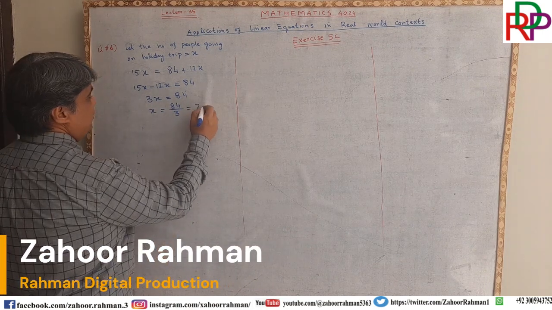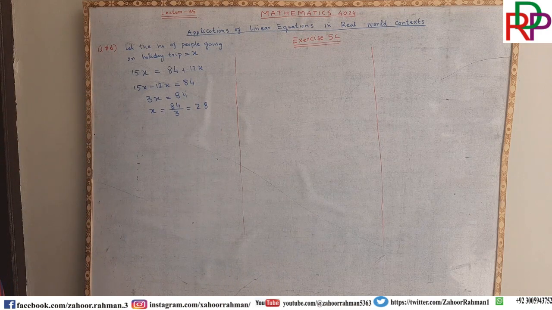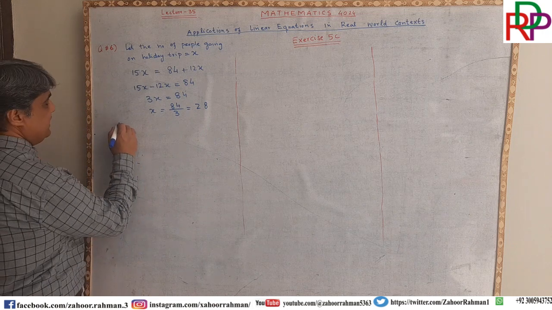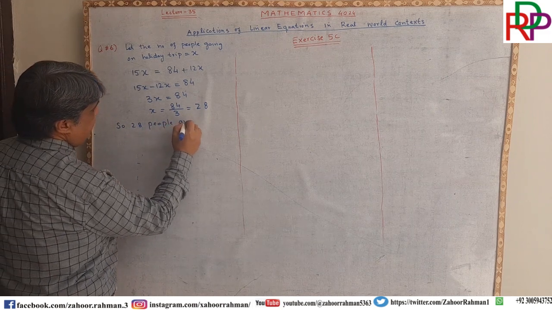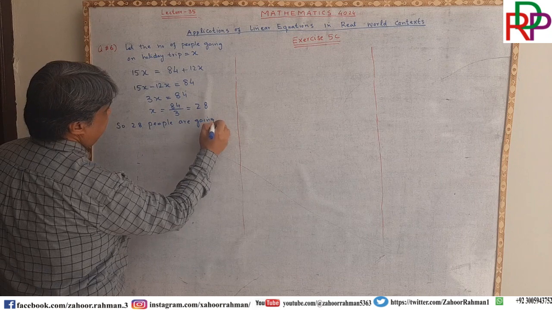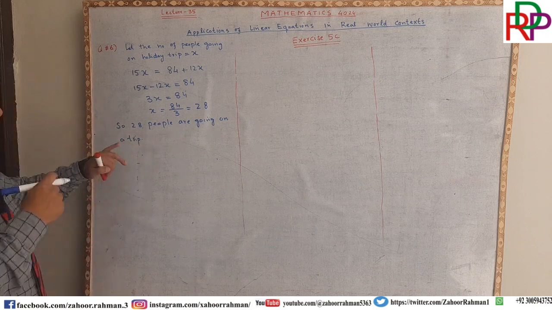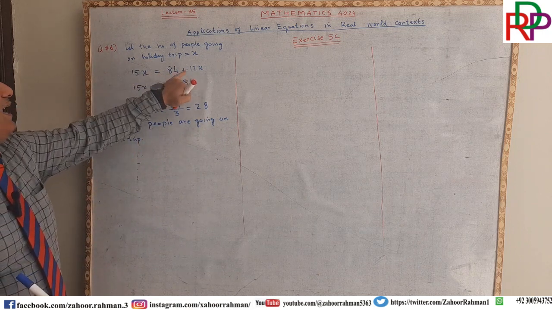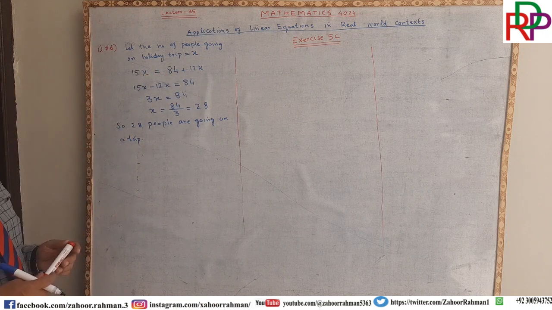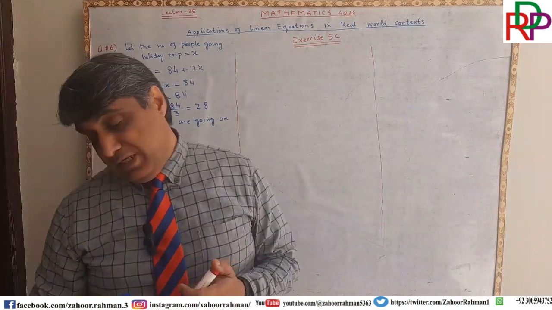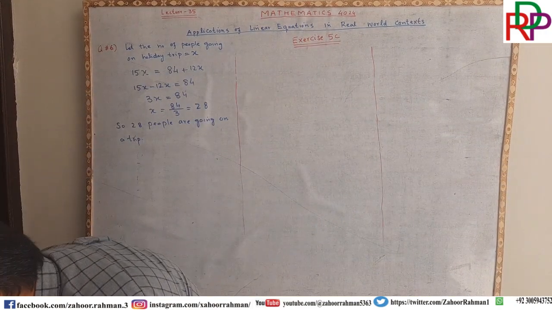So 28 will be the answer. 3 2s are 6 and 3 8s are 24, so 28 people are going on a trip. Put this 28 in both sides on the place of x, you will get the same. So we found that 28 people are going. These were the basic level questions. Now let us turn our focus to the intermediate level question.